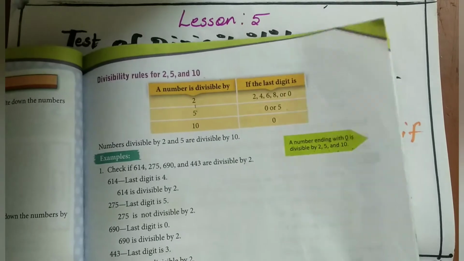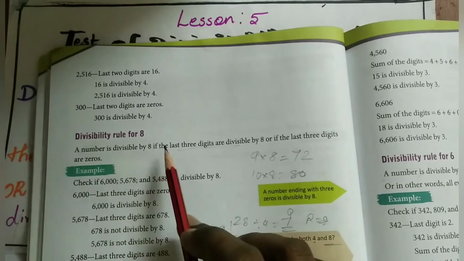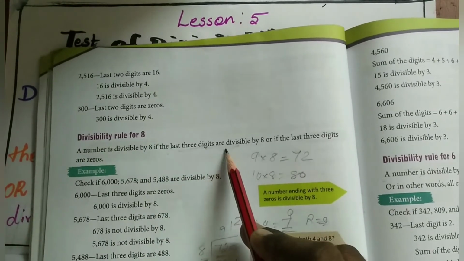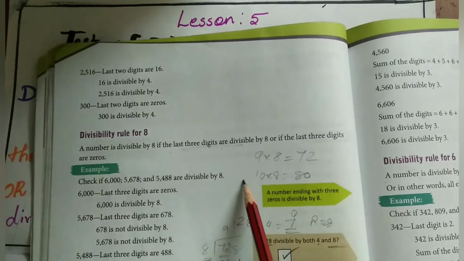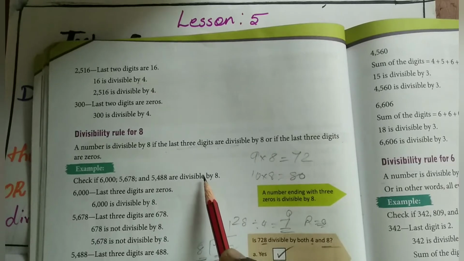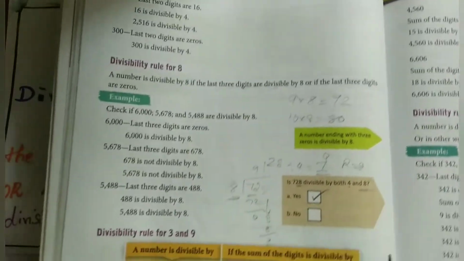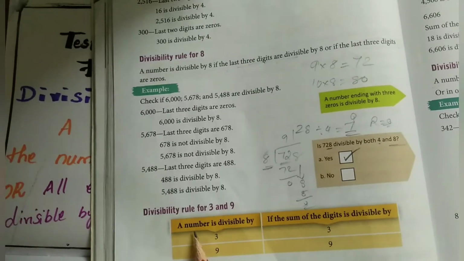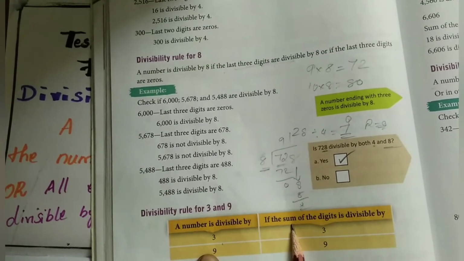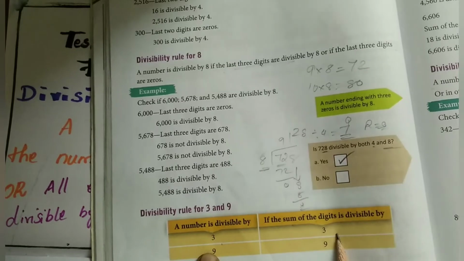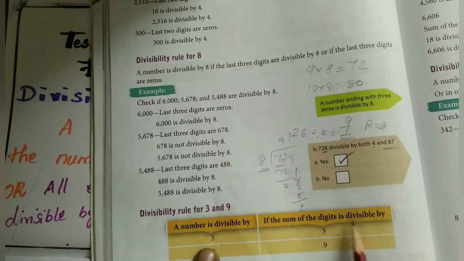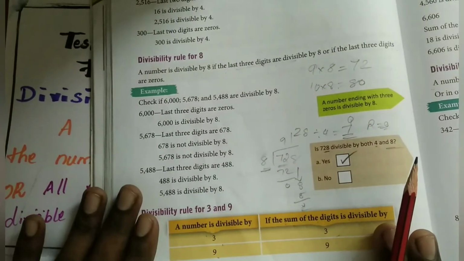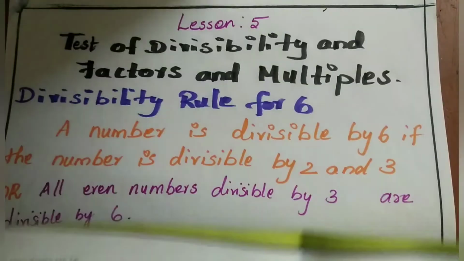Very important. Next, divisibility rule for 8. A number is divisible by 8 if the last 3 digits are divisible by 8, or if the last 3 digits are 0. Now the divisibility rule for 3 and 9. A number is divisible by 3 if the sum of its digits is divisible by 3. A number is divisible by 9 if the sum of its digits is divisible by 9. These are the two conditions.